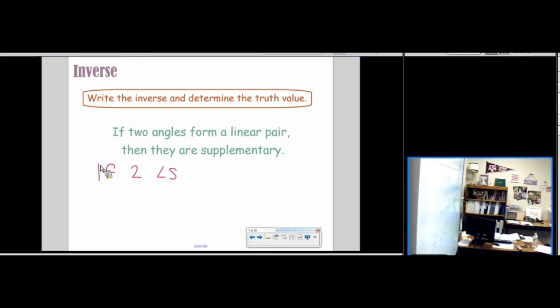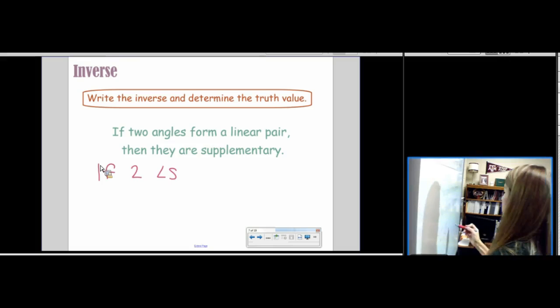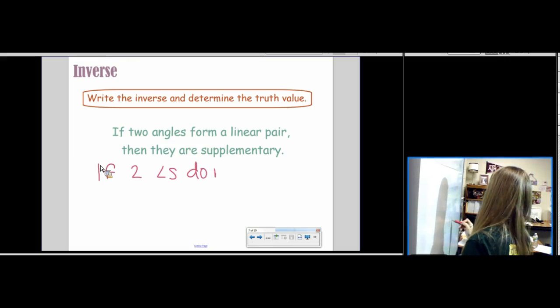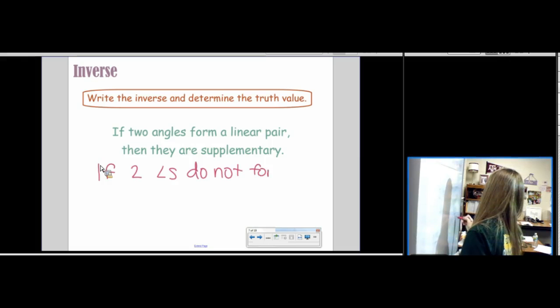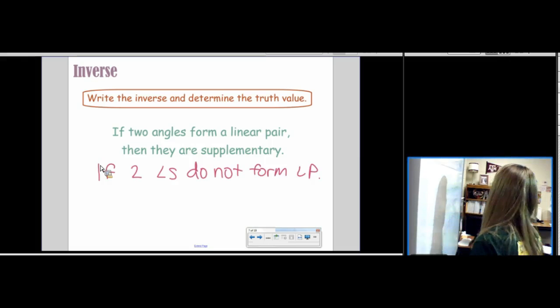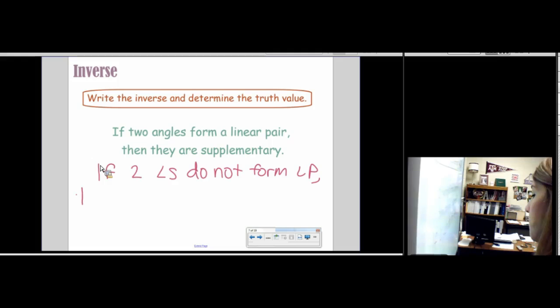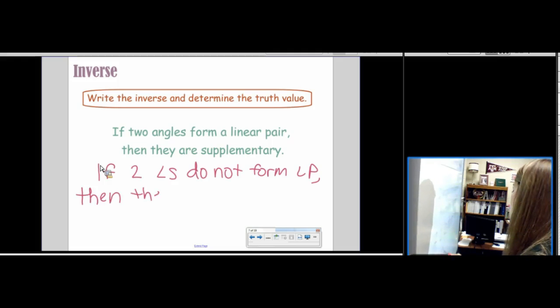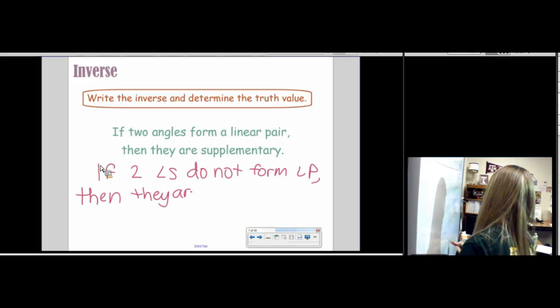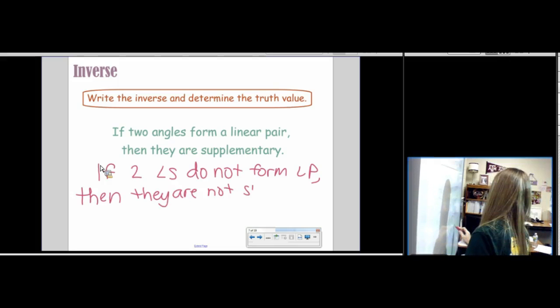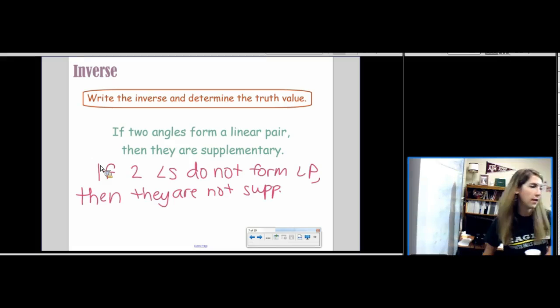Okay, you negate it, yeah. So if two angles, what's the opposite of forming a linear pair? Do not form a linear pair, okay? If two angles do not form an LP, then what? Good. Then they are not supplementary, and that's what you should have on the back of your notes.